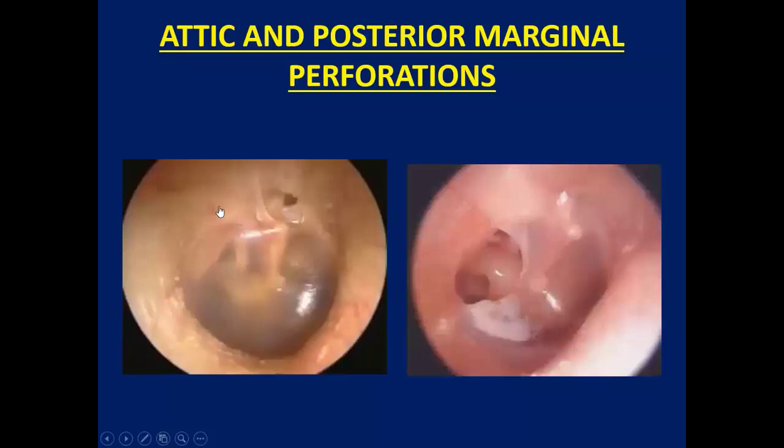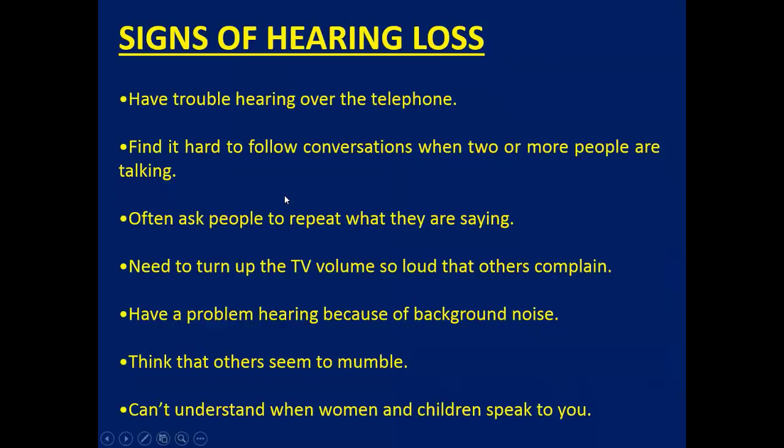This patient, you can see, we want to compare with this. This is a normal looking eardrum. Here you can see a central perforation, and the ossicles are also seen. Round window is also seen. So this is a dry perforation. And here the lower part of the eardrum looks normal, but there is a small perforation in the pars flaccida, or attic perforation.